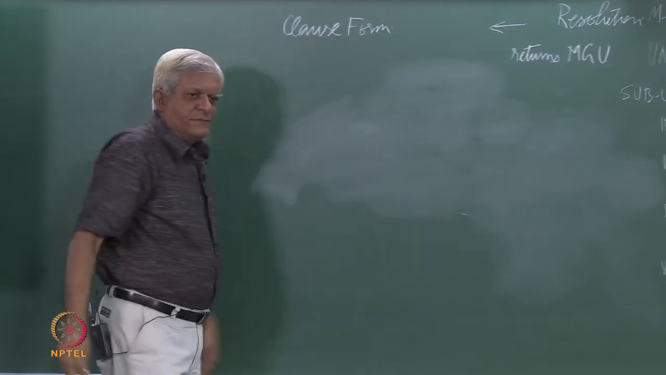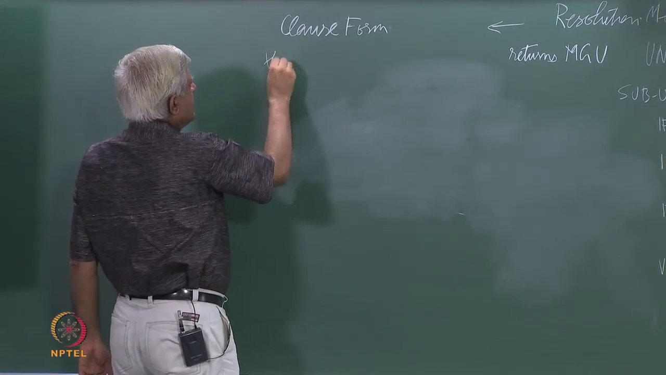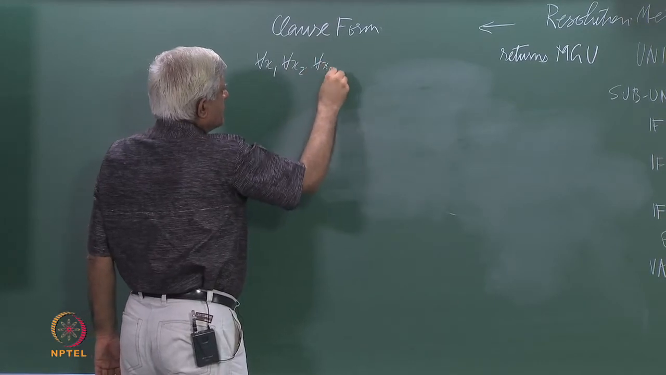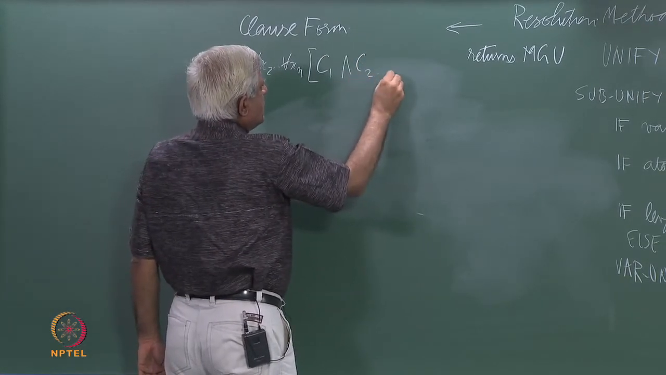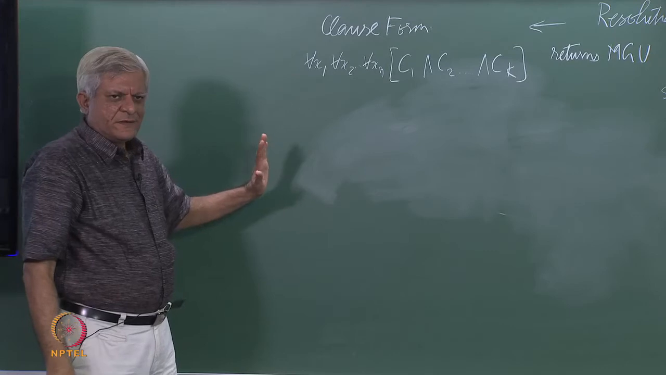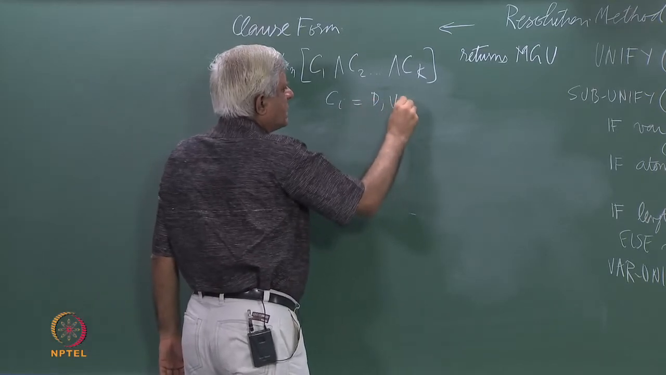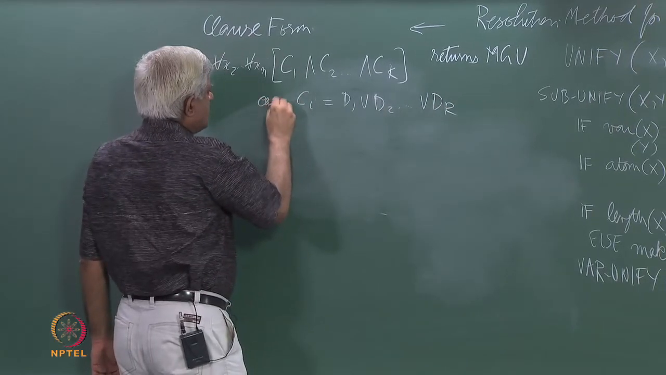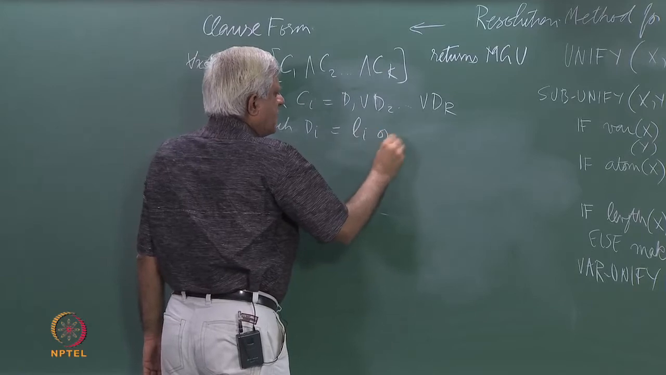And a clause form is a form which looks like as follows, that there is some number of universal quantifiers for all x 1, for all x 2, for all x n. Then there is a set of clauses c 1 and c 2 and c k. Such a form of a formula is clause form, where each c i is d 1 or d 2 or d r, and each d i is equal to L i or negation of L i.